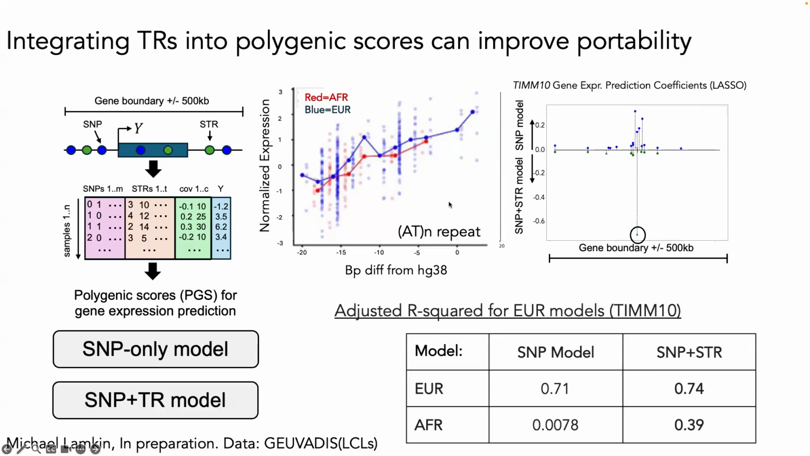Most genes are not this great, but there are examples like this where we assume that because we're now adding in what's probably the causal thing rather than just a tag for the causal thing, the model then performs much better in the other population because we're not relying on things to tag this STR in the same way.